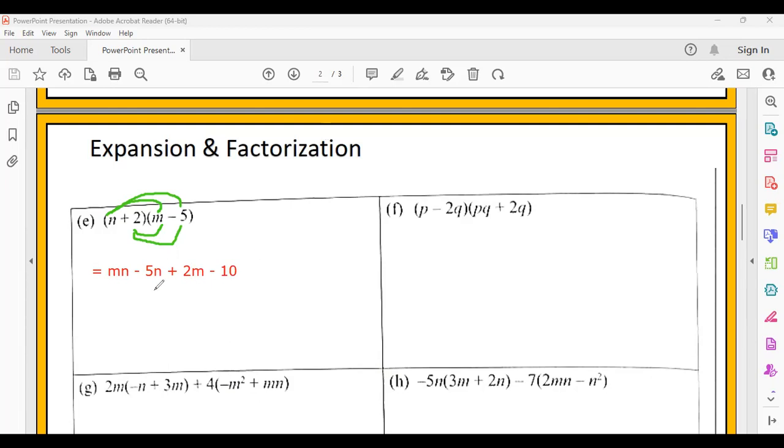When do you decide when to leave it? When none of the terms are the same. One is m, one is n, one is mn. None of them are the same. Got it? Okay, so now let's do this one.